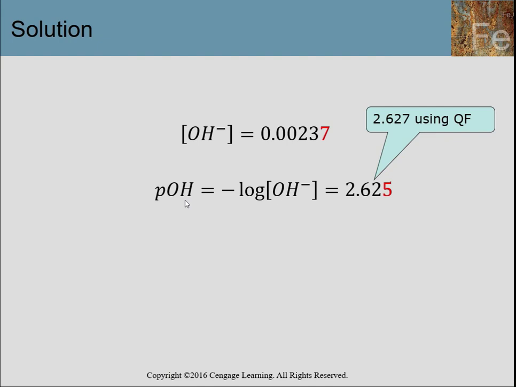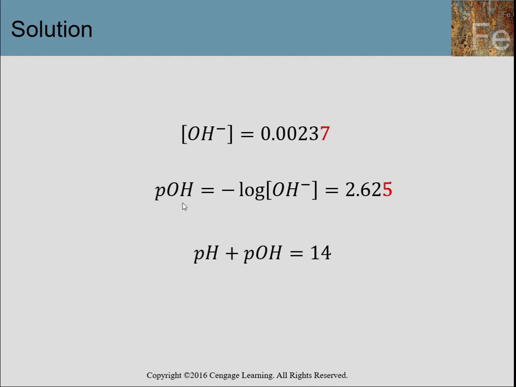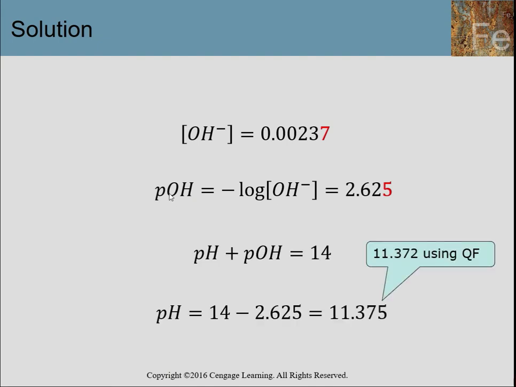And then it asks you for the pH. Well, pH plus pOH is 14. So 14 minus 2.625 is 11.375. Again, 11.372 if I use the quadratic formula. And that is definitely basic. So this is a basic solution to begin with. Should be pretty obvious. Okay.